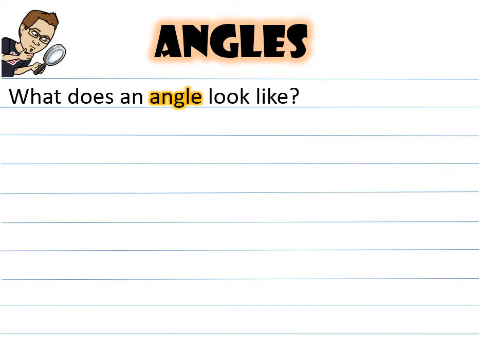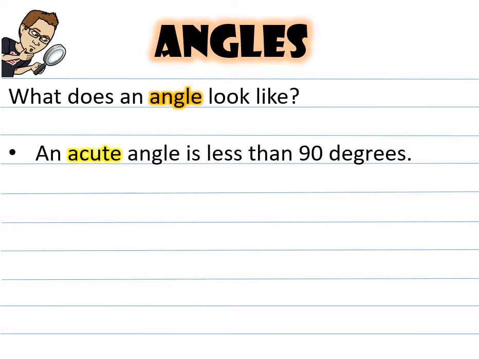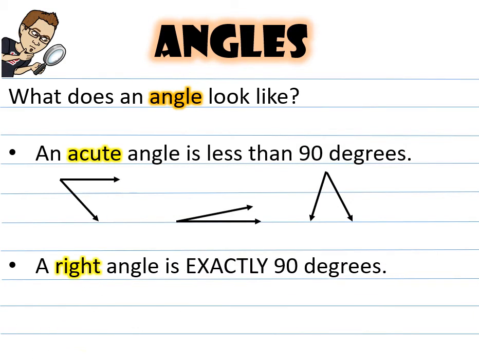What does an angle look like? Well, an acute angle is less than 90 degrees. This is an acute angle, that's an acute angle, and so is that. A right angle is exactly 90 degrees. You'll notice that in all three of these examples, there is a box in the intersection that represents the 90-degree angle.